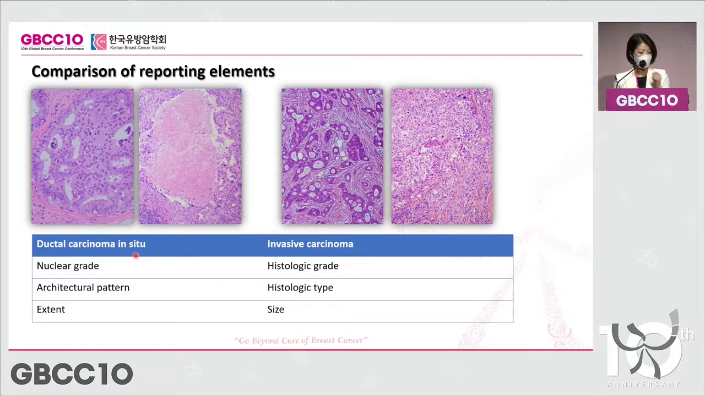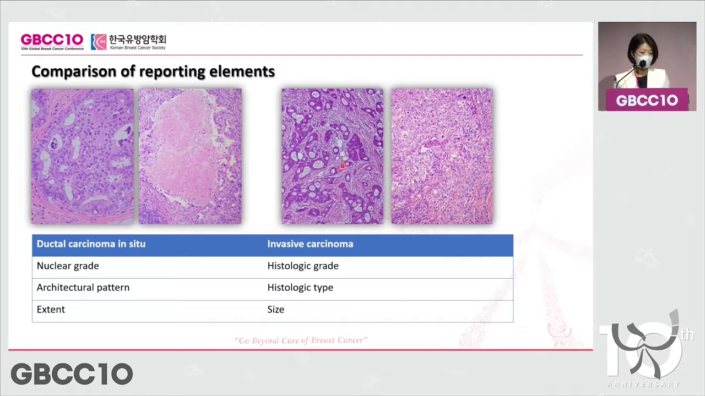Whether it is carcinoma in situ or invasive carcinoma, we have different types of reporting elements. For in situ, the nuclear grade should be identified, what kind of growth pattern is shown, and the extent is what we evaluate.